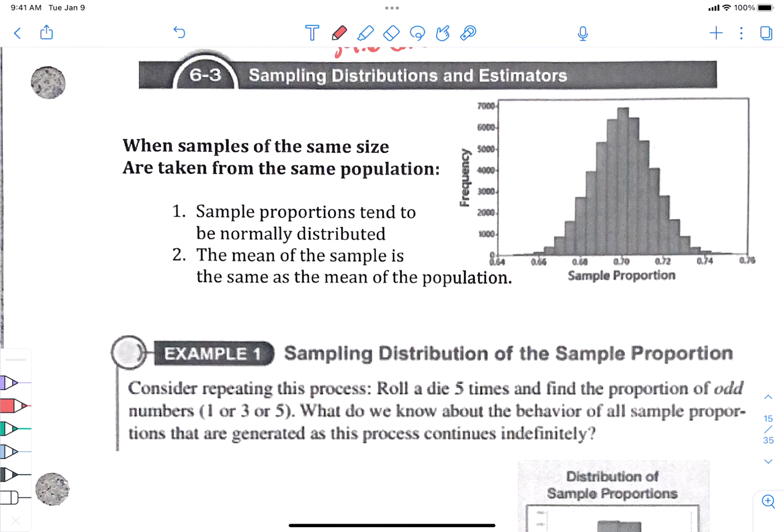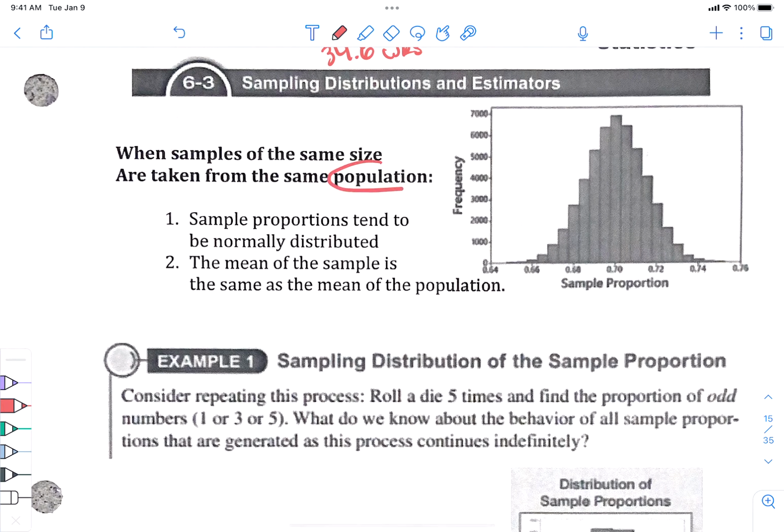6.3 is a little bit different than 6.1, 6.2. We step back for a little bit and talk about what's legal to happen and what's not legal to happen when we're sampling things, okay? We know that it's not always accessible to survey the entire population, nor would we want to, because it's a lot of work, right? So we do a sample instead, right?